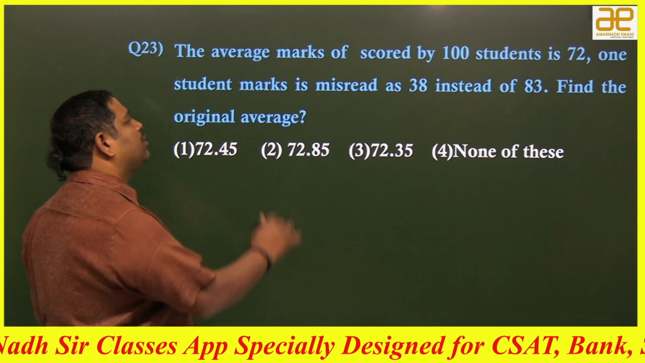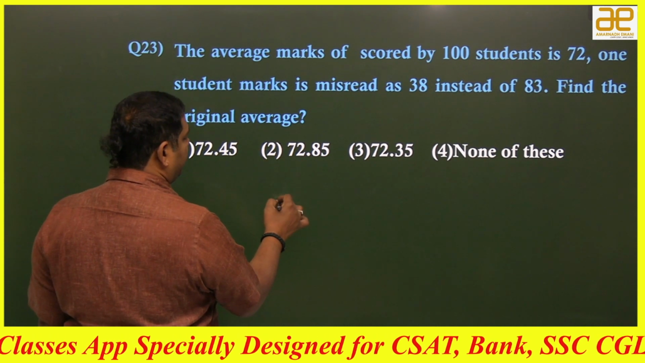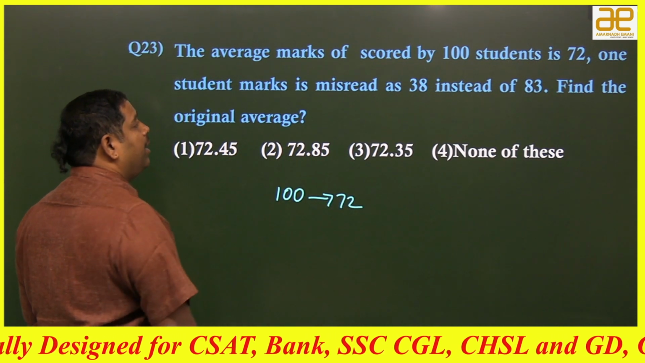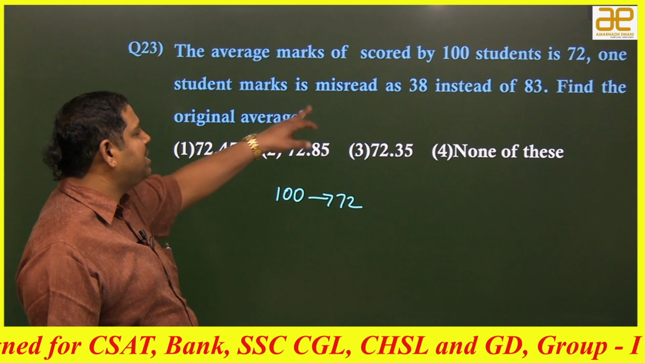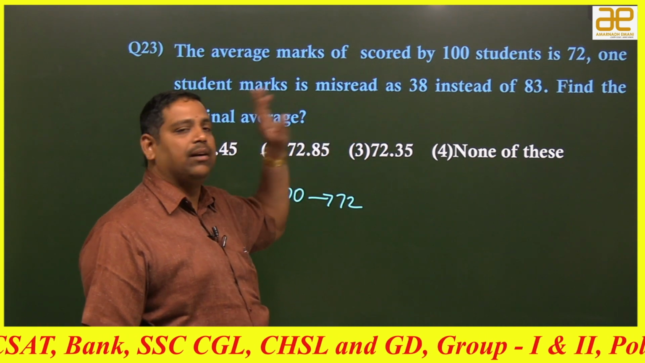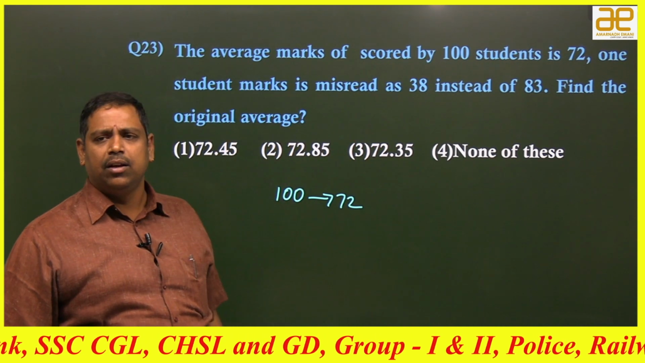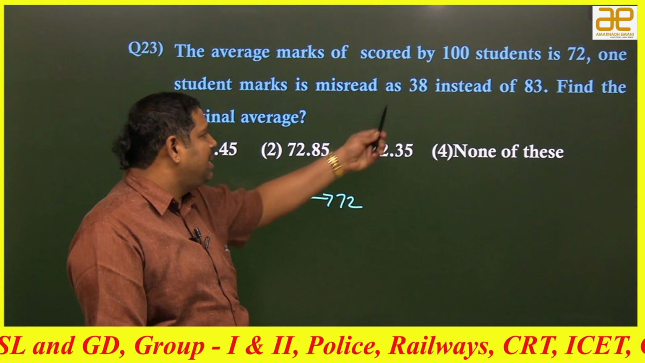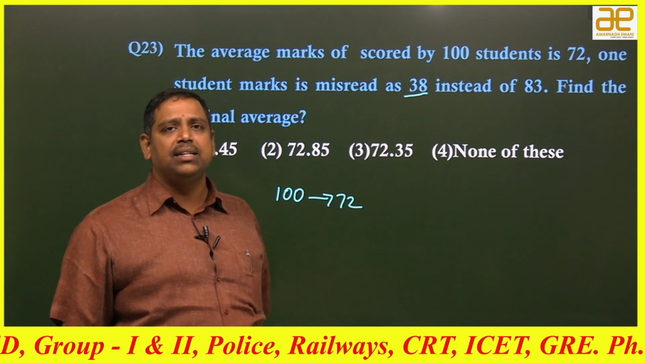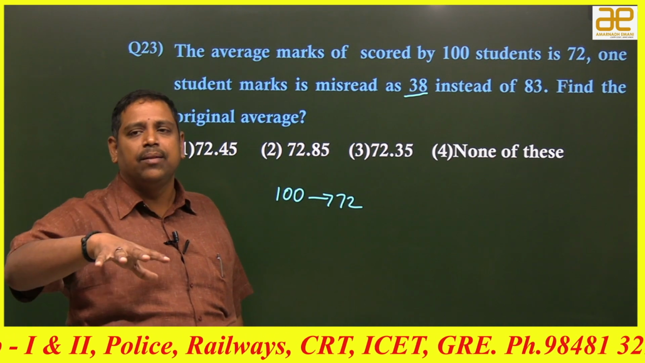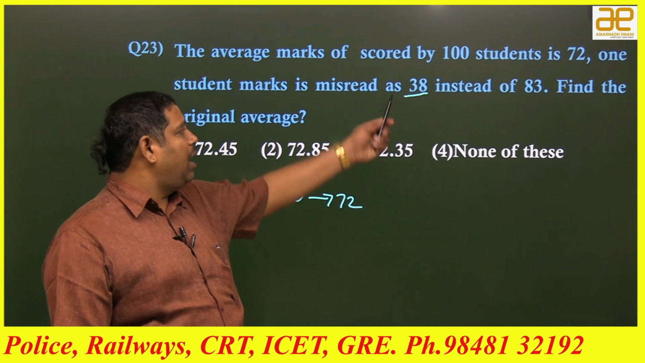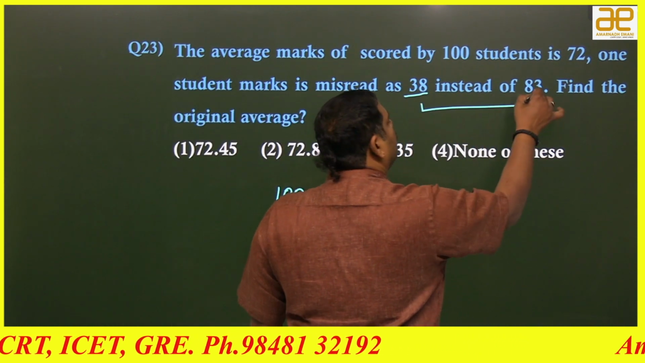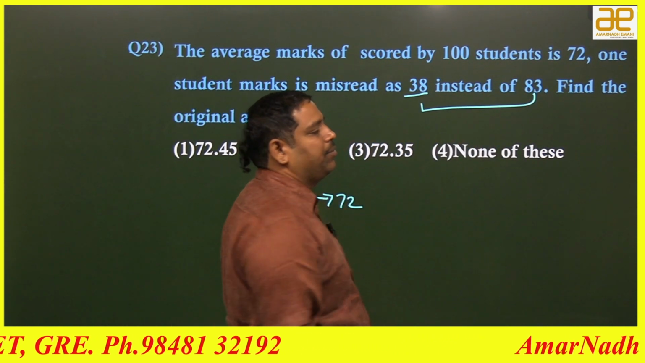Okay. The average marks scored by 100 students is 72. 100 students are there, their average is 72. One student's marks were misread. Read, read, read all have the same spelling, right? The pronunciation is different. Misread as 38 instead of 83 means the original marks that he got are 83. How much have I recorded? 38. Then what happens? This difference I have to add because he got more marks.